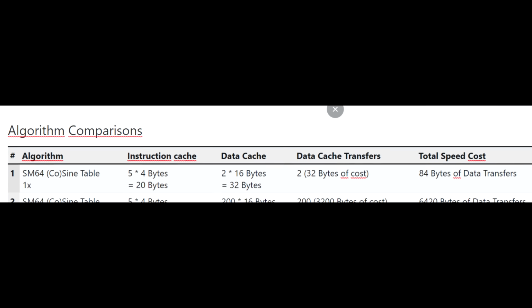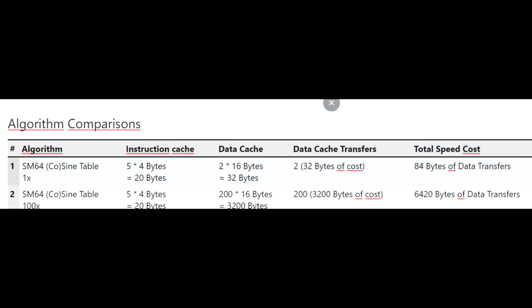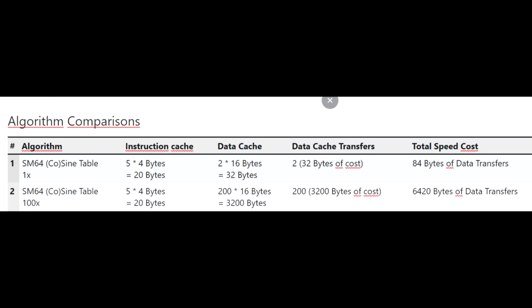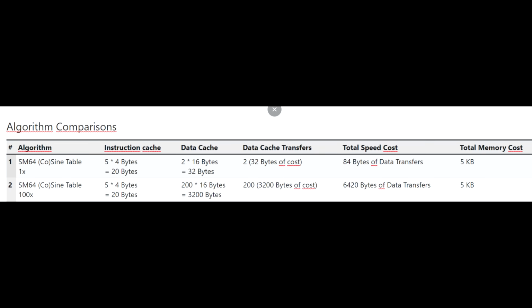Let's take this a step further. In a typical game frame, we might run this function about 100 times. For each subsequent call, we don't need to recache the function. However, we'll still need to cache the new data. So our grand total for 100 sine calls and 100 cosine calls is 5 kilobytes of memory and 6,420 bytes of data transfer costs. Let's see how much we can get this down to.